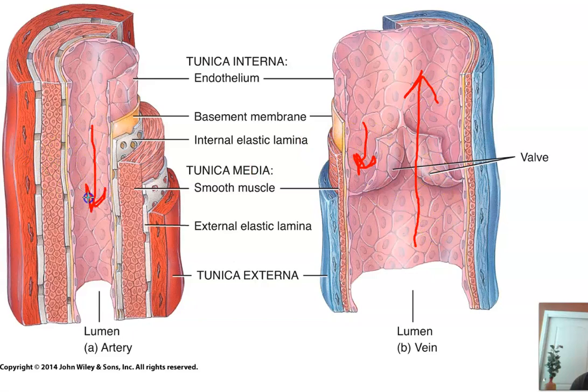Remember, these are going parallel to each other. One vessel's taking blood away from the heart. That's the arteries. The veins are bringing it back toward the heart. So make sure we note that, and you understand that, and that's the way it looks in the model in our atlas when we look at the model of the arteries and the veins.